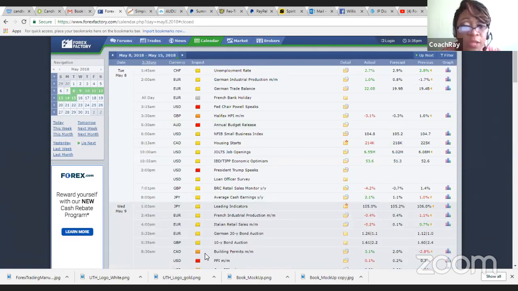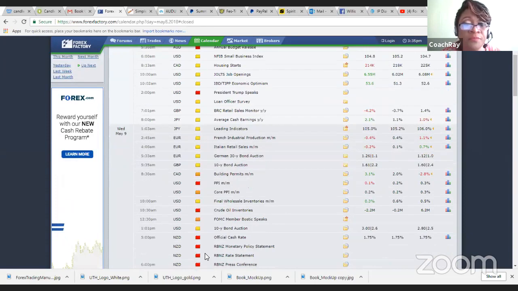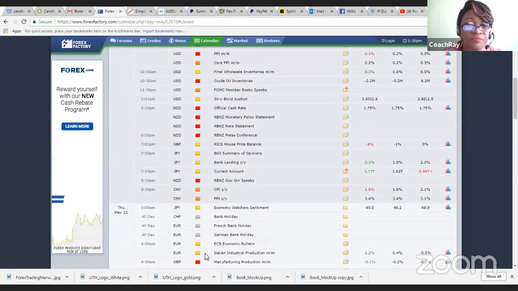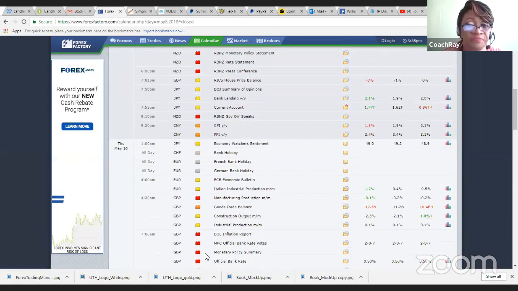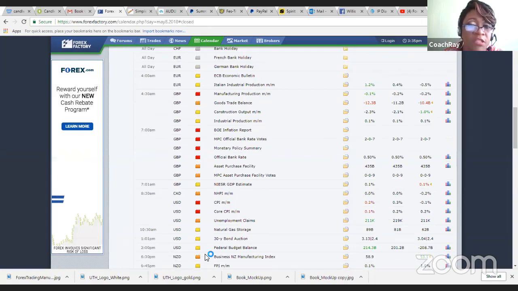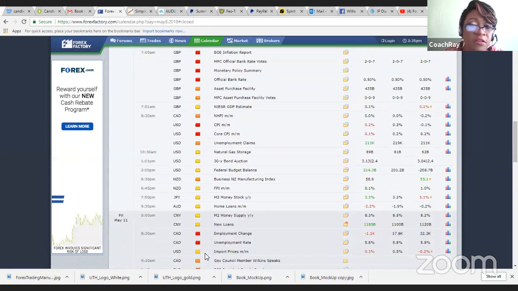So then we look at Wednesday. Nothing for AUD on Wednesday. Thursday. I'm looking at nothing for AUD. We have a yellow folder, home loans. The yellow folders or the orange ones don't usually affect trades as the red ones do.